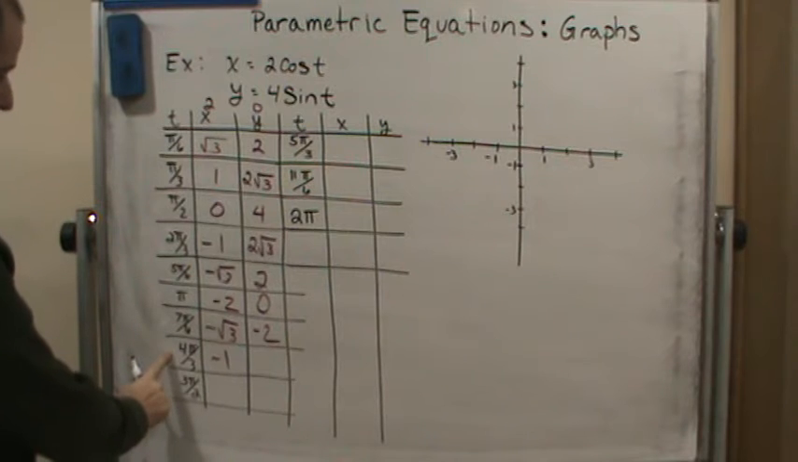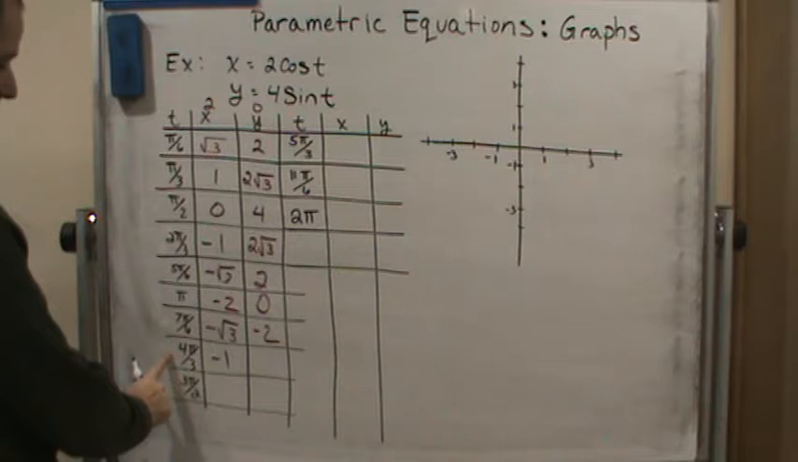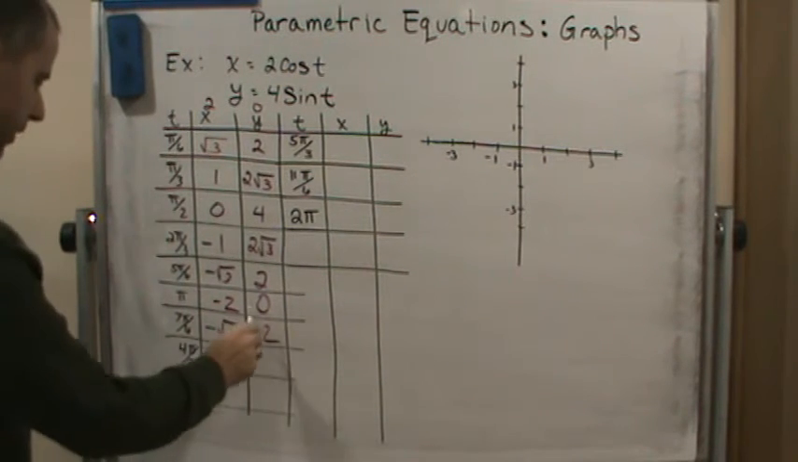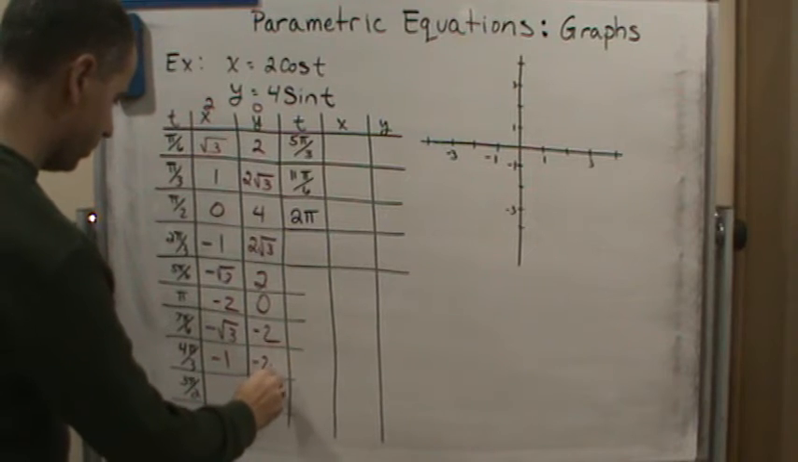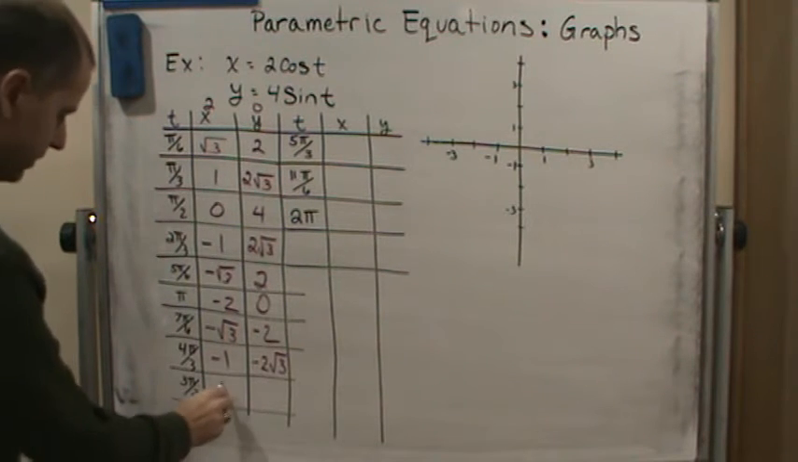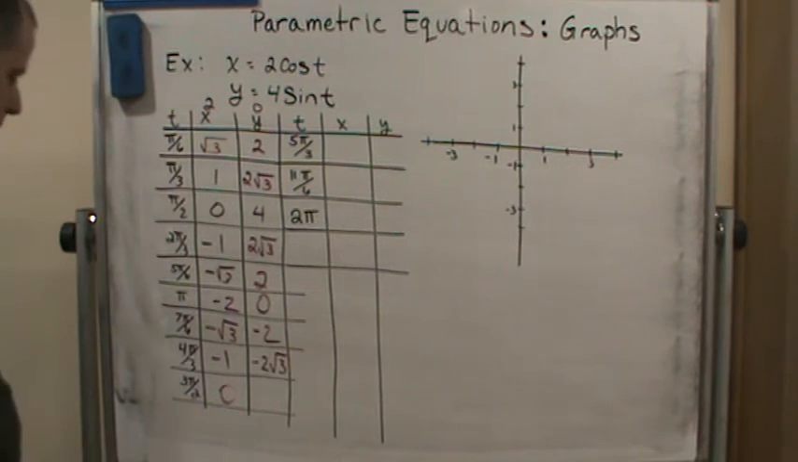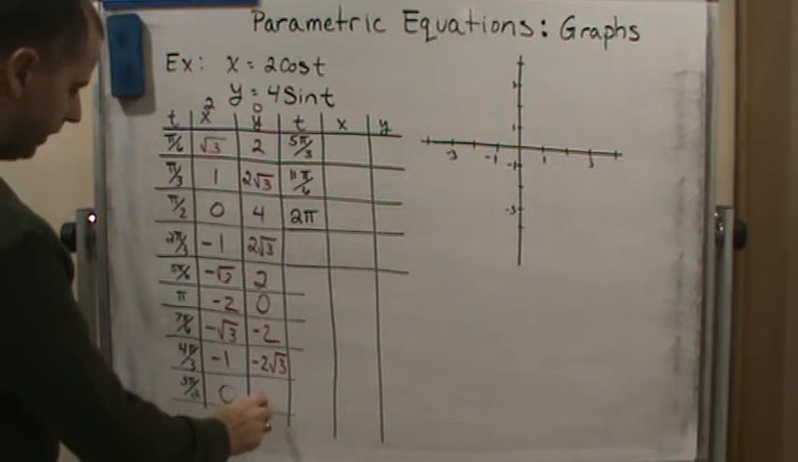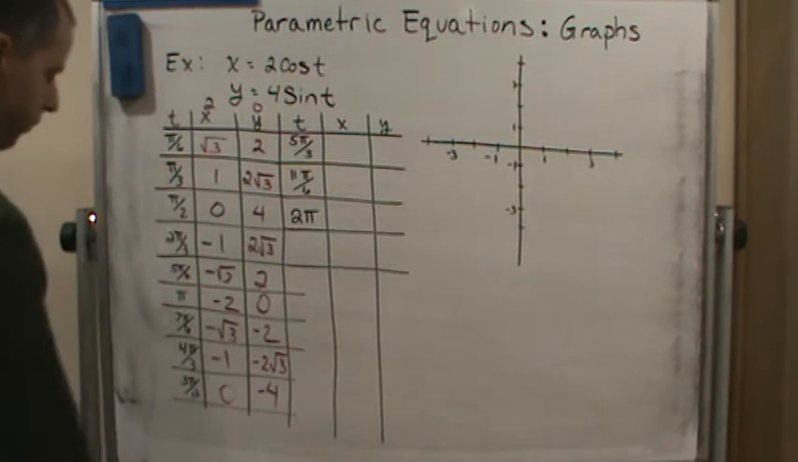So this is 60 degrees. Cosine of 60 degrees is 1/2 times 2, which is negative 1. So again, and then look what's going to happen here. This is going to be negative 2 root 3. Okay? And then of course this is going to be 0. Right? Because it was 0 here, it's going to be 0 here. This is going to be negative 4.